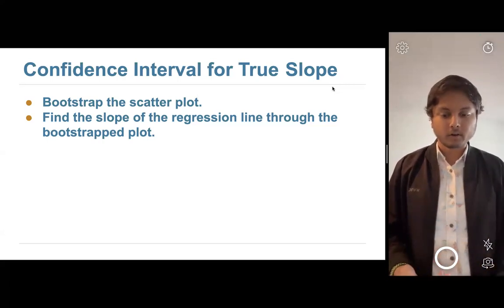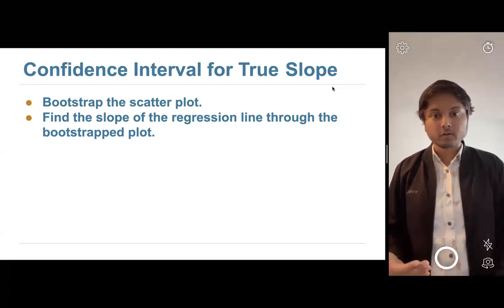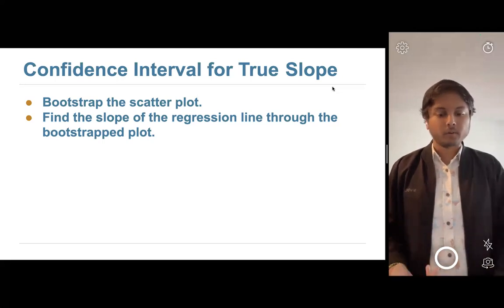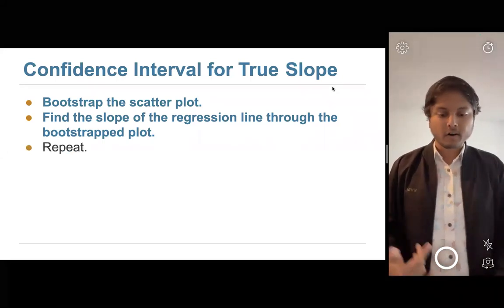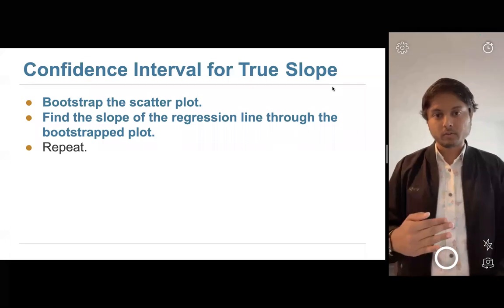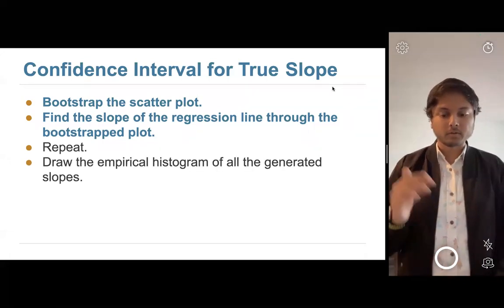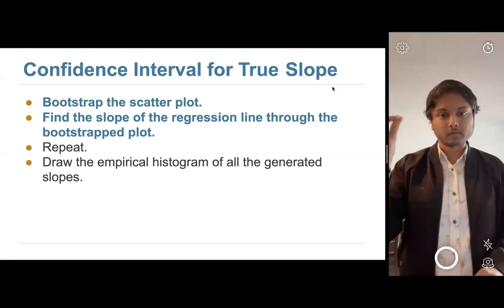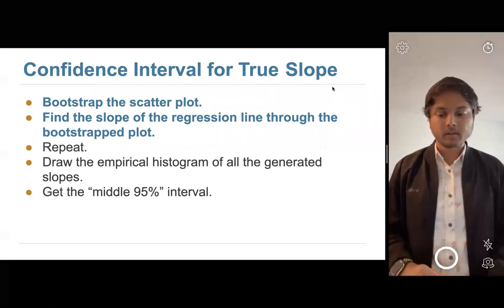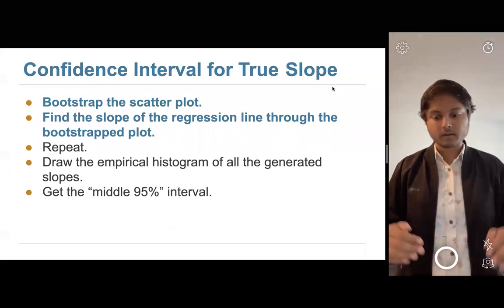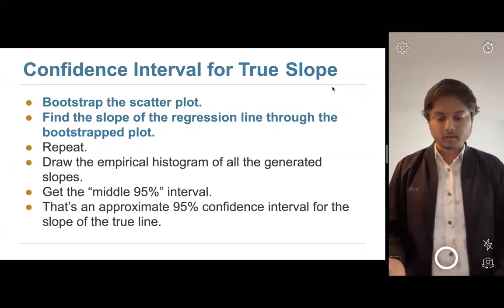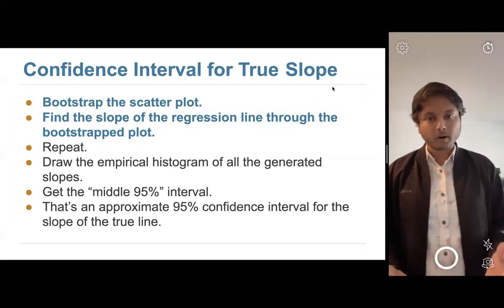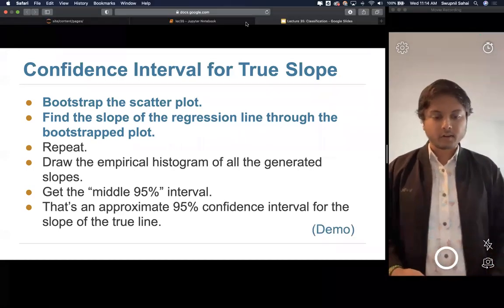And so if you wanted to create a confidence interval for the true slope, you could follow a similar process. Bootstrap the scatter plot, find the slope of the regression line through every single bootstrap plot, repeat that process multiple times, and then draw an empirical histogram of the slopes. So take the slopes from all the bootstrap scatter plots, make a histogram of that, and then just take the middle 95% interval. This is a way to create an approximate 95% interval for the actual slope of the line.